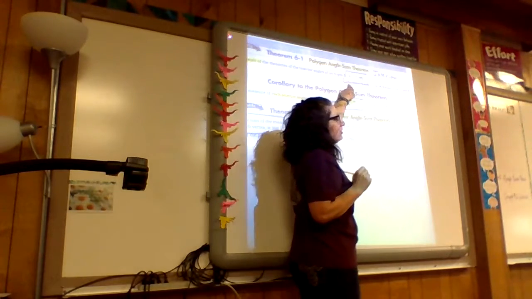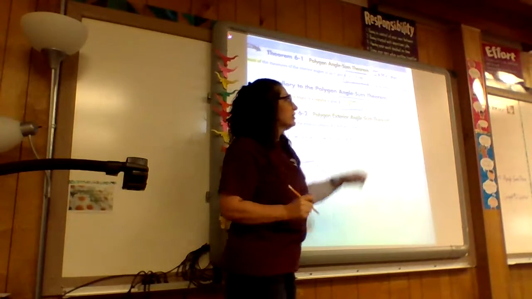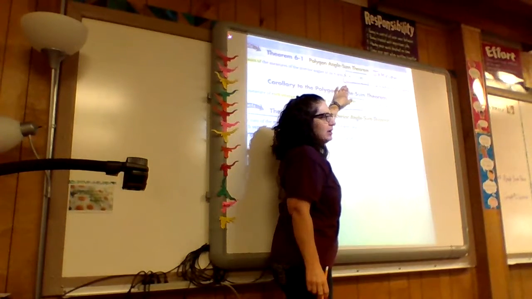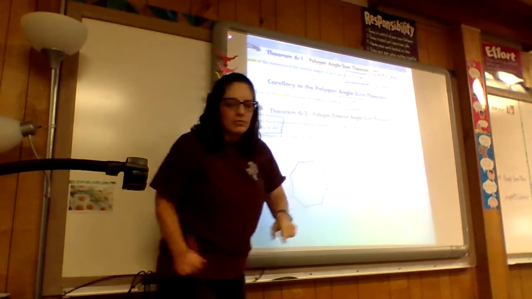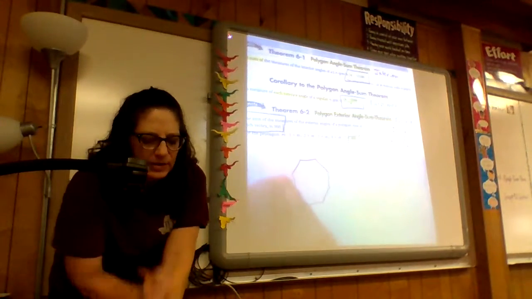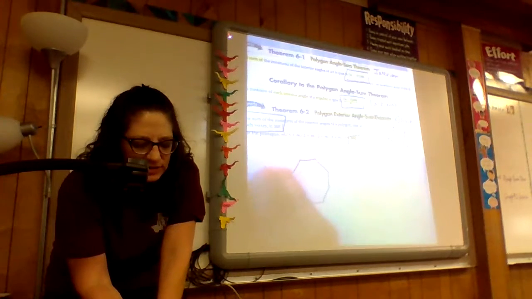I could find, using my formula up here, I can find all total of 8 degrees, n minus 2 times 180, and divide by 8, and I could find that angle. Okay, let's do it that way. Y'all help me. How many sides? 8. And how many triangles? So I take off 2.